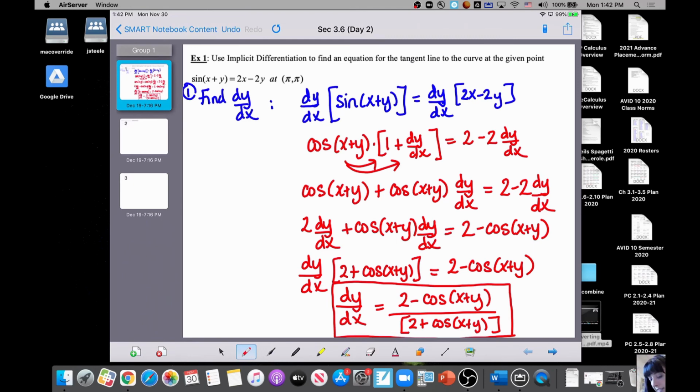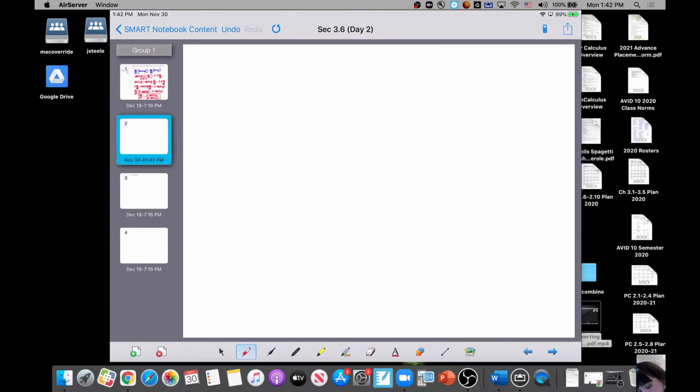So now my second step is going to be to find the slope. And I'm going to find the slope using the fact that the point at which I want the slope is the point (pi, pi). So I'm going to plug pi, pi in for x and y into my derivative equation, and that will give me my slope. So my step 2 is going to be to find m using the point (pi, pi).